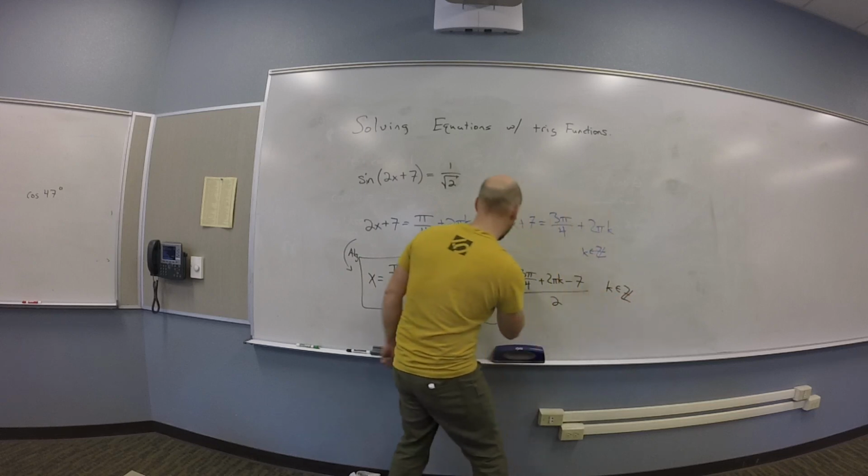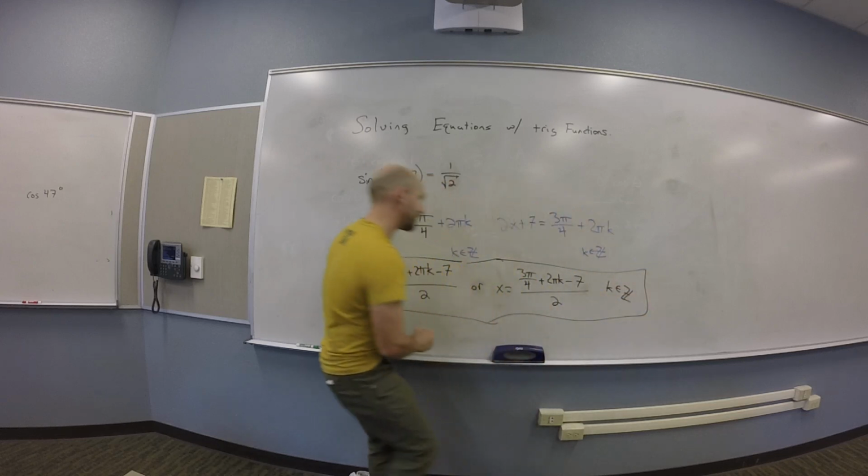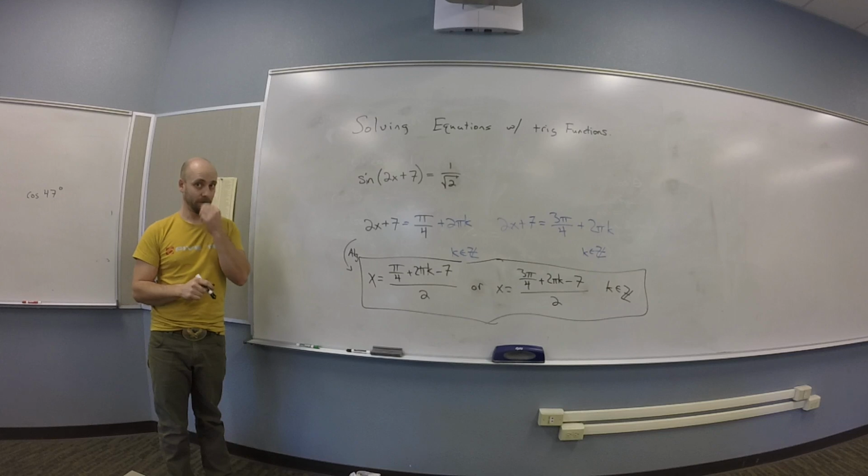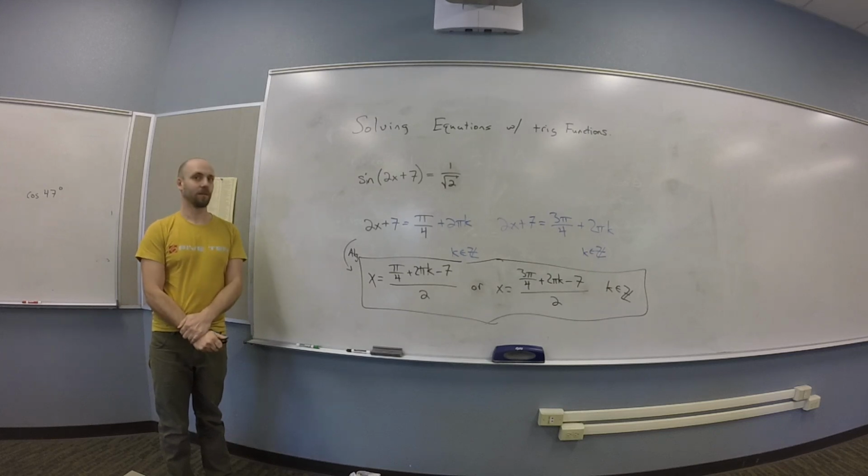What do you mean by Z? All integers. K is an integer, so it's plus or minus a counting number or 0, right? Z stands for integers. You guys good with this? Is that a bit confusing?